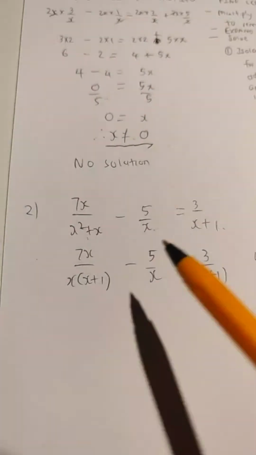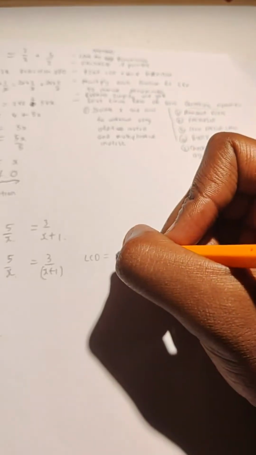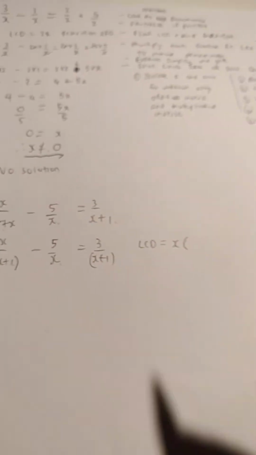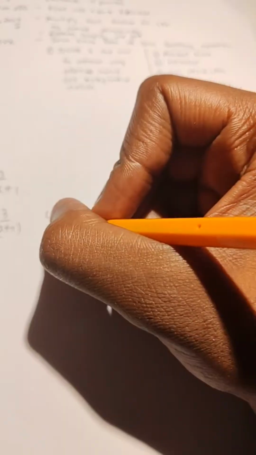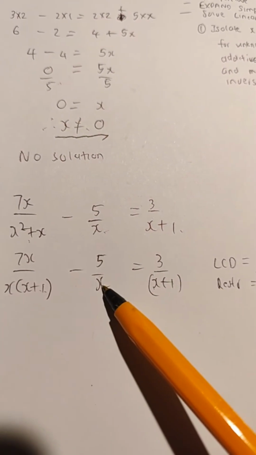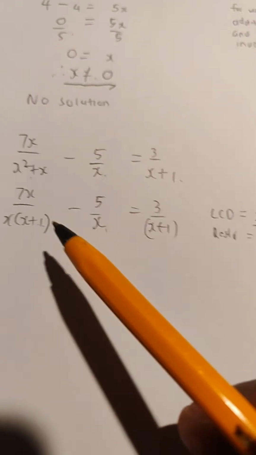The LCD here, we have x and x, they are common for two fractions, so we write down the x. We have x plus 1 and x plus 1, they are common for two fractions, we write down x plus 1 once. That's the LCD. The restriction is that based on this, x cannot be 0. Based on this, x cannot be negative 1. The thing is, we are looking at what would make the denominator 0 here. If 0 is in the denominator, it will be undefined.